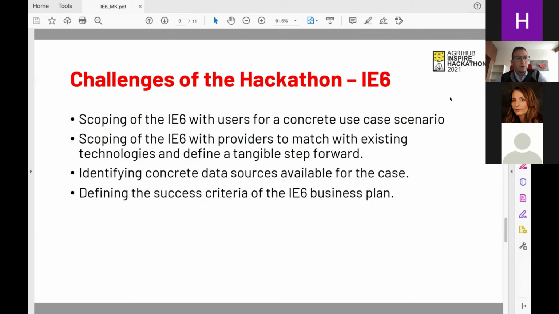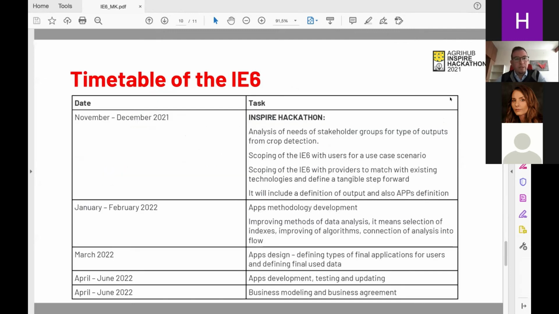Third, we want to identify concrete data sources available for the case. And fourth, we want to define the success criteria for the business plan, because this is an innovation experiment that is not so much about research, but more about development for concrete applications. And we see that it has to fit also with the business plans.